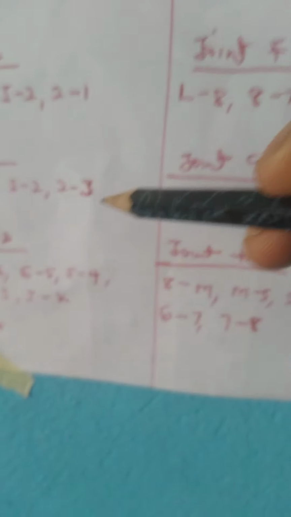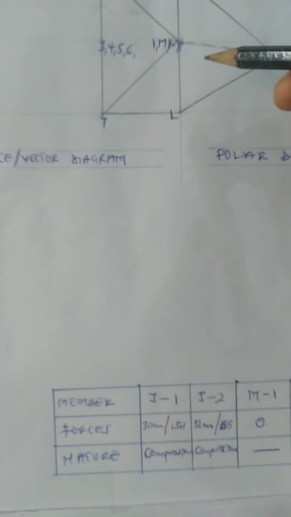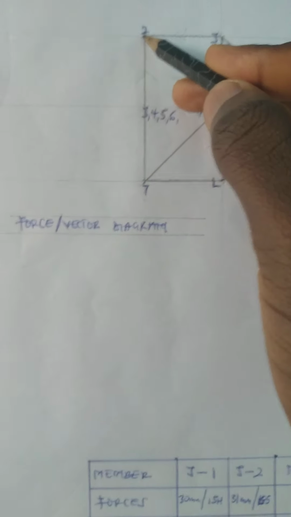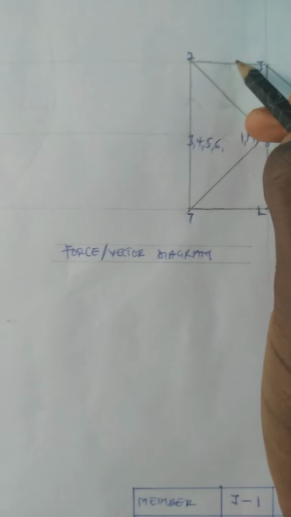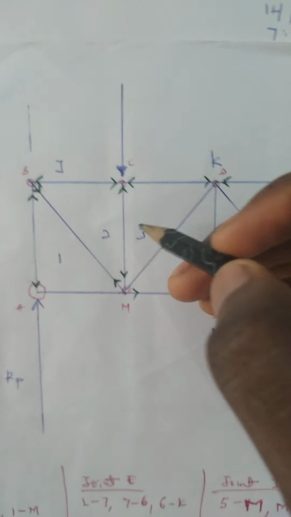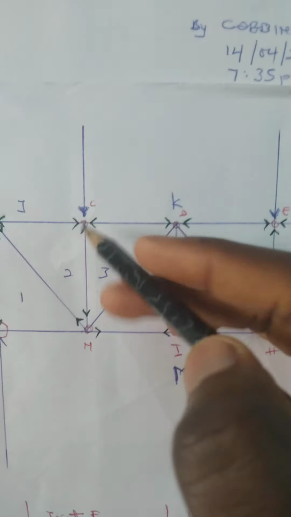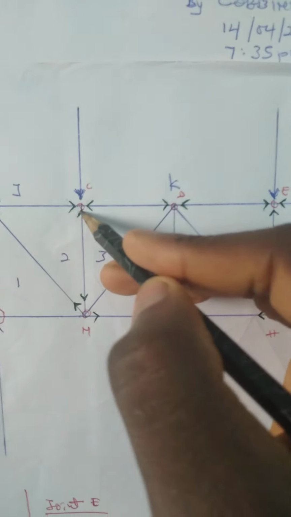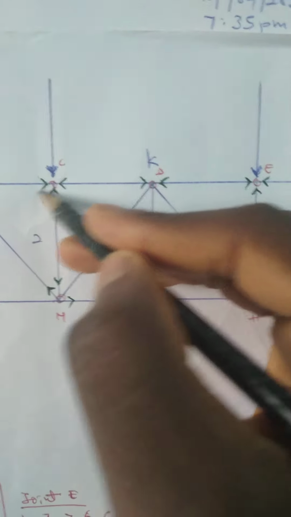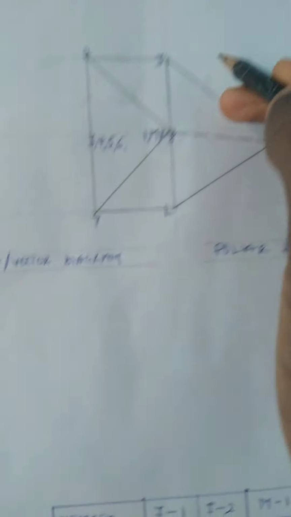Another member at joint C is 2J. We come back to the vector diagram to determine its direction. This is 2 and this is J. So this time around we are moving in this direction from 2 to J. So at joint C, this is the 2J member. At joint C, the arrow will move in this direction because 2J will actually move from this to this.